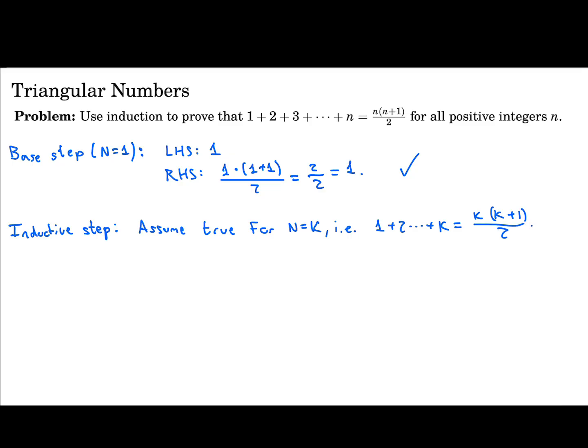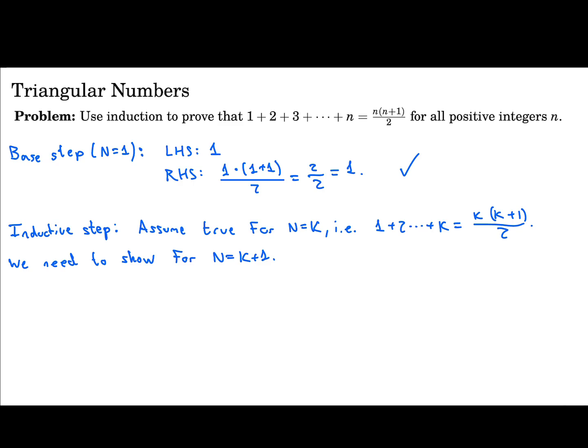And now we need to show that it's true for n equal to k plus 1. And so remember, the idea is that if something is true for the number 1, and when something is true for one number, it's true for the next, then since it's true for 1, it's true for 2, it's true for 3, it's true for 4, and so on. And so it'll be true for all the positive integers. So now let's do this then.